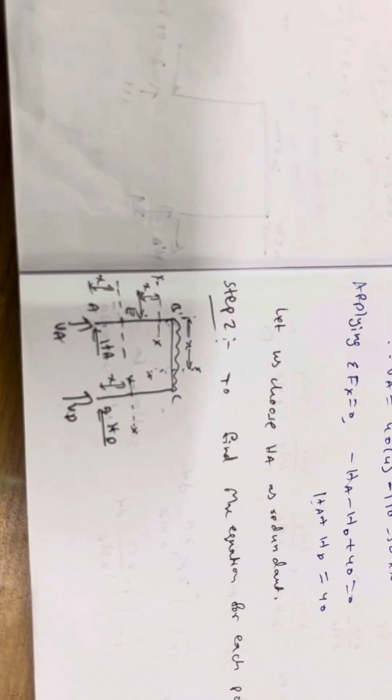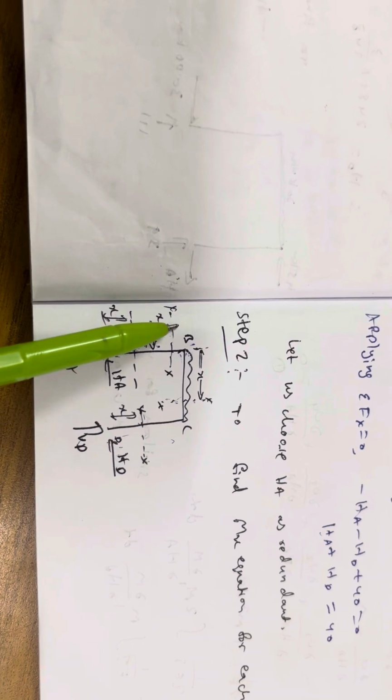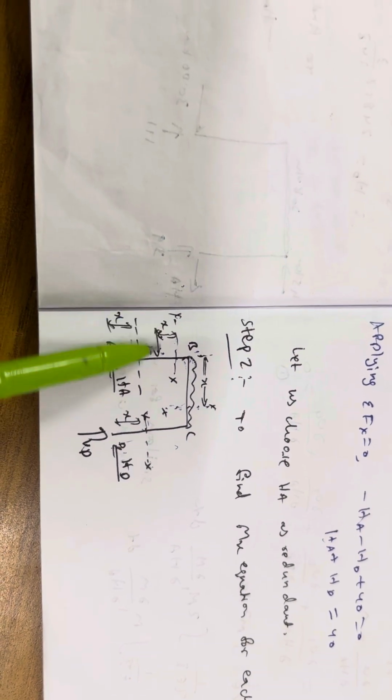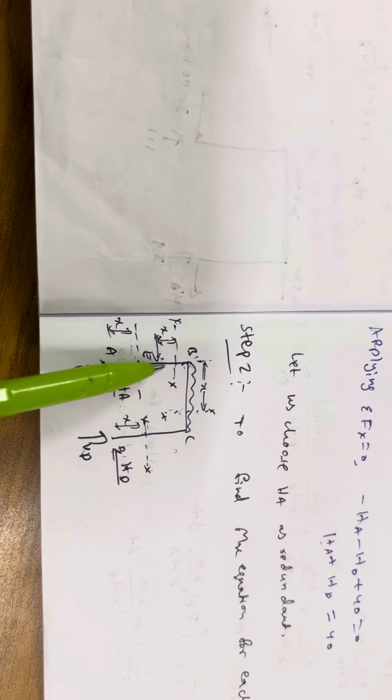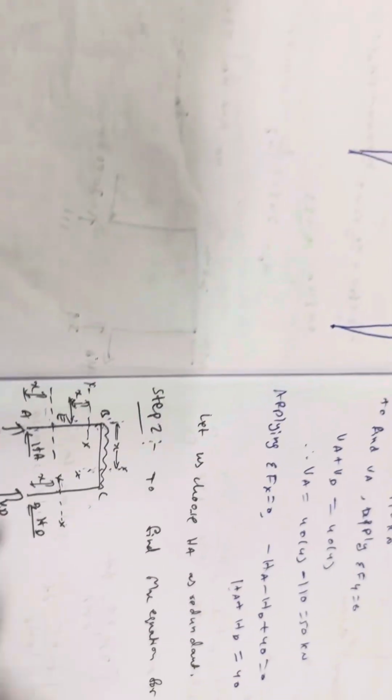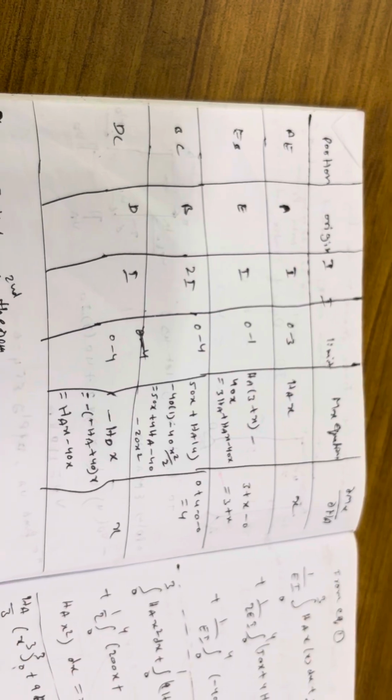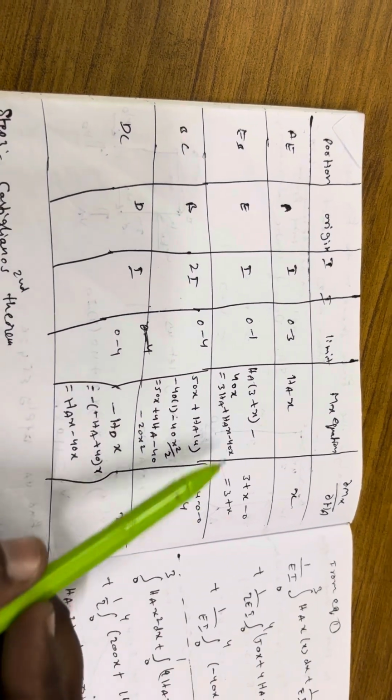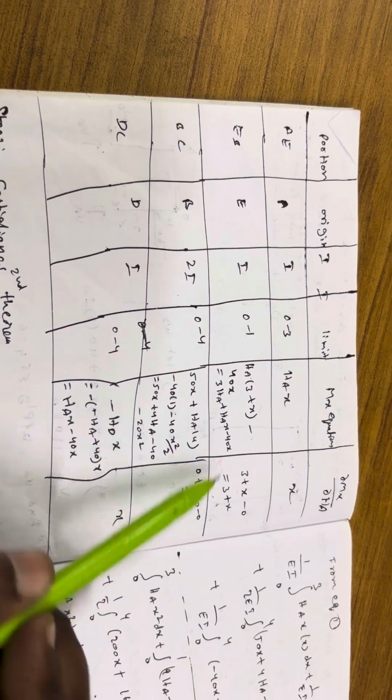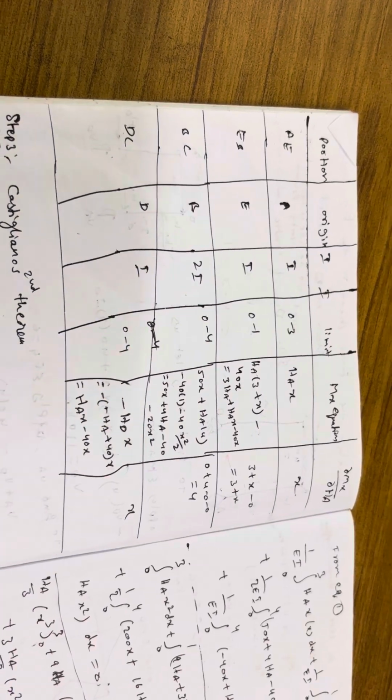Coming to EB, okay, so HA into perpendicular distance and this 40 into perpendicular distance. So HA into perpendicular distance 3 plus x minus 40 into x. So if I partially differentiate it, I will get this one. Okay, similarly for BC also and DC also.